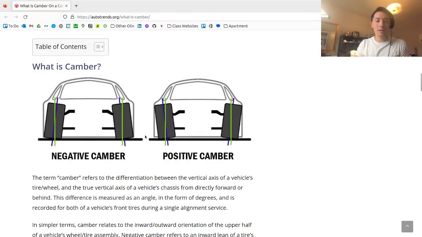Camber is essentially how your wheel tilts inwards or outwards with respect to the car on a vertical axis. So if your wheels are turned in, you can see this is negative camber, and this is positive camber here. Most of the time, cars have zero camber, so the wheels are actually vertical. They're not tilted inwards or tilted outwards. They're vertical. So let's talk a bit more about that.